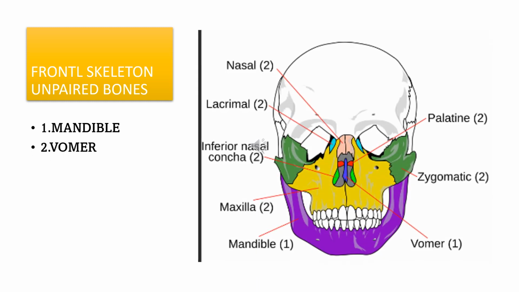And last, it is the facial skeleton unpaired bones, that is the mandible and vomer, that are shown in this diagram below.